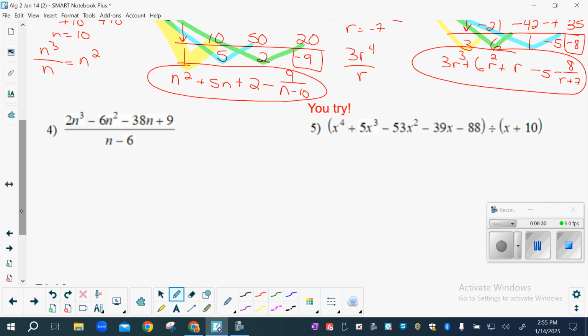Okay, do you need me to do one more, or you want to try one on your own? One more. I'll give it a little more. So I'm going to set this one up. That's all I'm going to do, and then I'm going to have you do number 5 on your own. So we start with n minus 6, set it equal to 0, and we get n equals 6. So we have 6, and then our coefficients 2, -6, -38, and 9. Go ahead and do number 5 on your own. Do number 5, please.